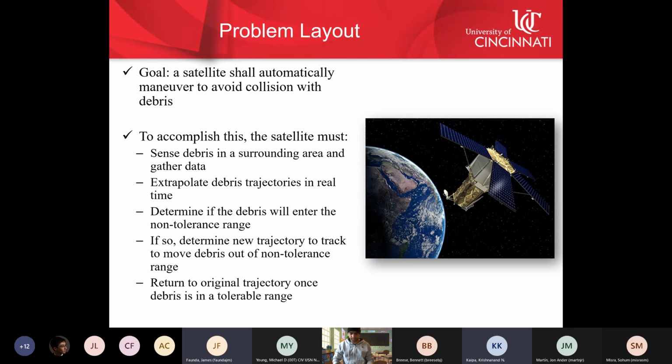So overall, the goal of this project is to simulate a satellite automatically maneuvering out of a possible collision with space debris. To do this, a satellite must be able to sense the debris within a surrounding area and gather it. It will then use that data to extrapolate the trajectories of the debris and predict its path. If the predicted path enters the non-tolerance range, then the satellite will determine a new orbit to track to avoid the debris. Once that debris has passed and is outside of the non-tolerance zone, the satellite will return to its original orbit.